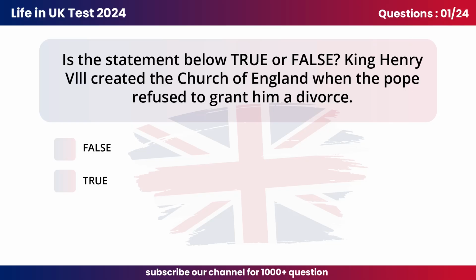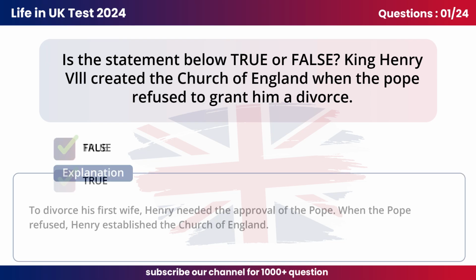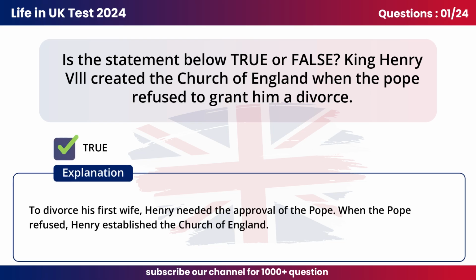Question 1. Is the statement below true or false? King Henry VIII created the Church of England when the Pope refused to grant him a divorce. True. To divorce his first wife, Henry needed the approval of the Pope. When the Pope refused, Henry established the Church of England.